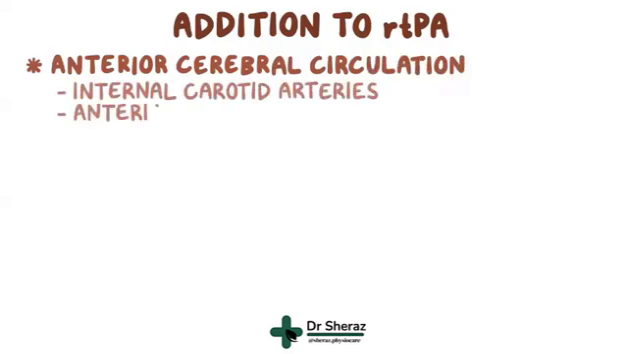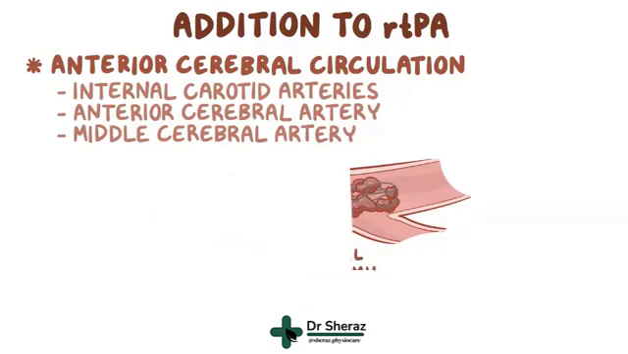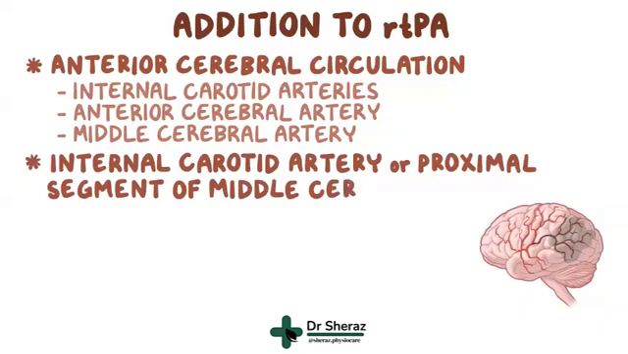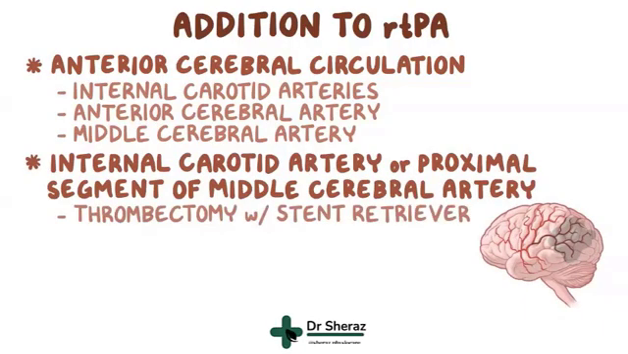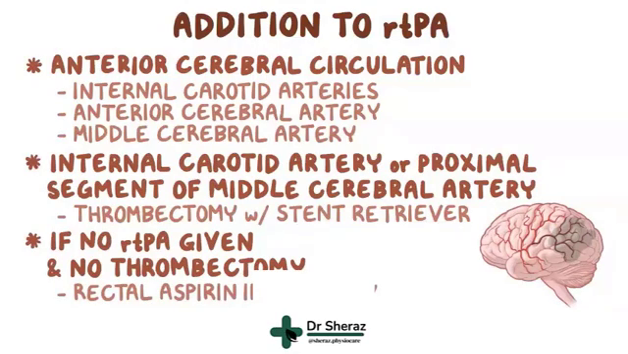Now, in addition to RTPA, individuals that have an occlusion in the anterior cerebral circulation, which includes the internal carotid arteries that flow into the anterior and middle cerebral artery, may also get a mechanical thrombectomy if it's within 24 hours of symptom onset. Alternatively, if there's an occlusion in the internal carotid artery, or proximal segment of the middle cerebral artery, then a thrombectomy with a stent retriever can be done if it's within 6 hours of symptom onset. Finally, if no RTPA is given and a thrombectomy isn't done, then individuals should be given rectal aspirin immediately.